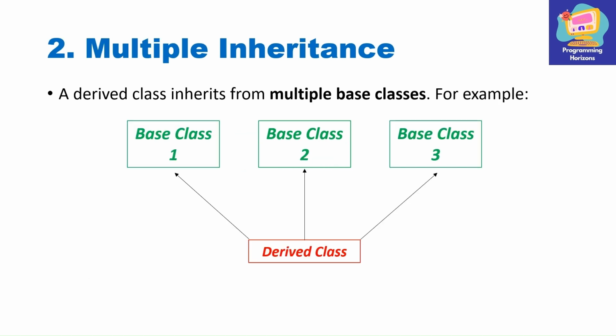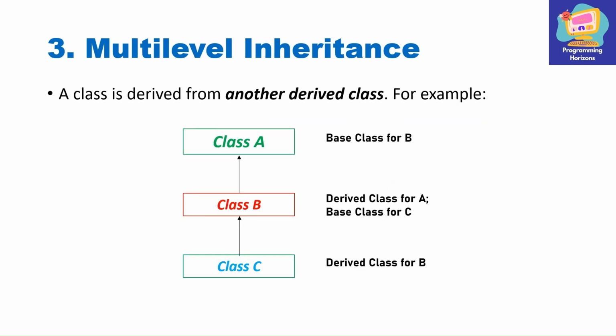The second type of inheritance is known as multiple inheritance, where a single derived class inherits from multiple base classes as shown in the figure. The third type of inheritance is multi-level inheritance. As the name suggests, it involves multiple levels of inheritance.